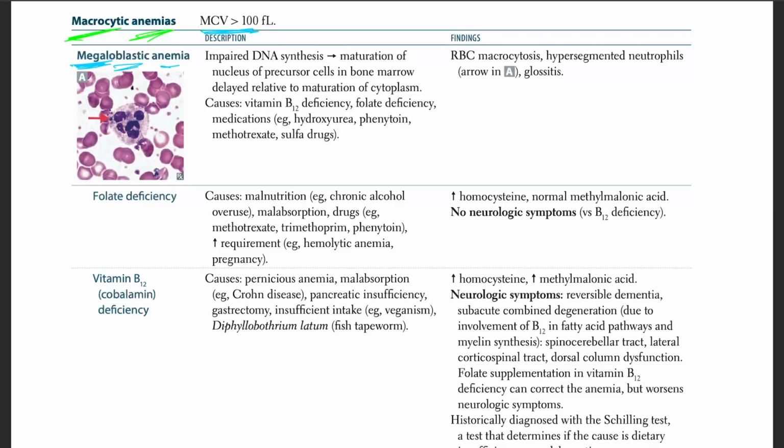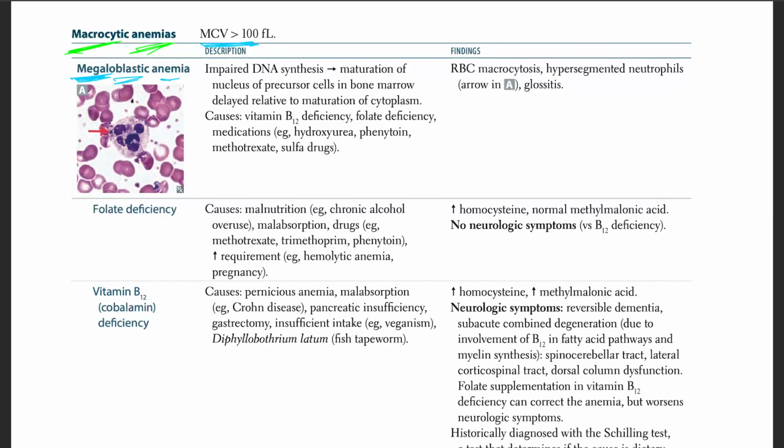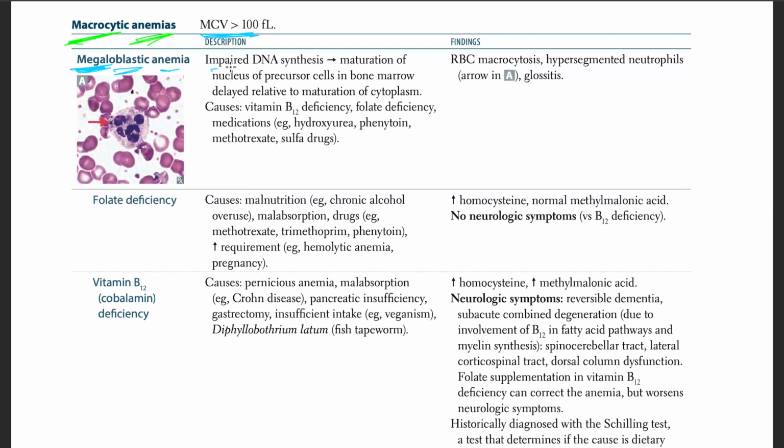Megaloblastic anemia, you have impaired DNA synthesis. And why do you have impaired DNA synthesis? Due to either the folate deficiency or vitamin B12 deficiency, which leads to delayed maturation of the nucleus of precursor cells in the bone marrow.